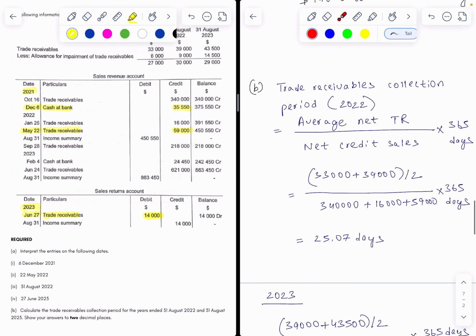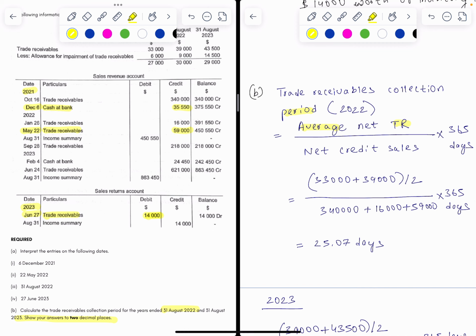Let's solve part B. Calculate the trade receivables collection period for the years ended 31 August 2022 and 31 August 2023 and show your answer to 2 decimal places. Now, the formula for the trade receivables collection period is simply the average net trade receivables divided by the net credit sales. Now, the key words here in this question are average and net, all right? So let me just highlight this too, average and net.